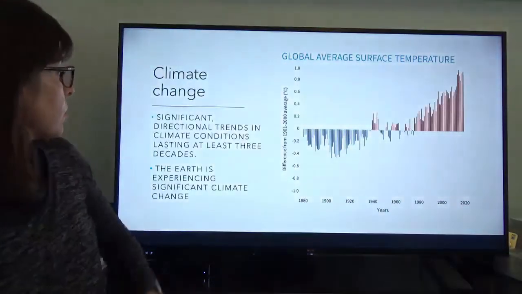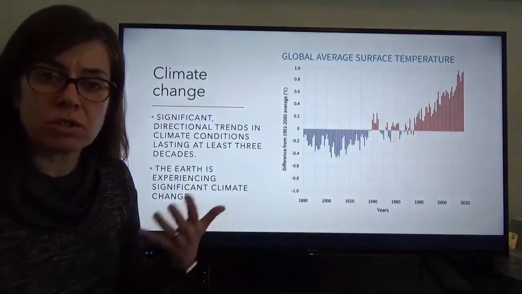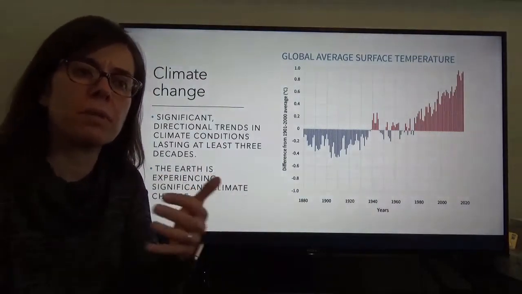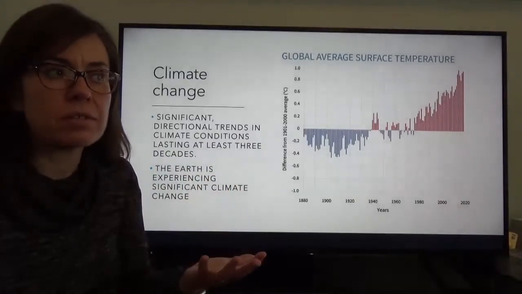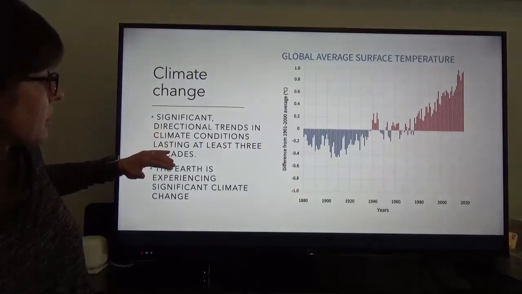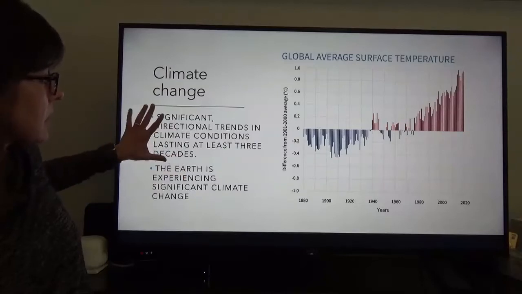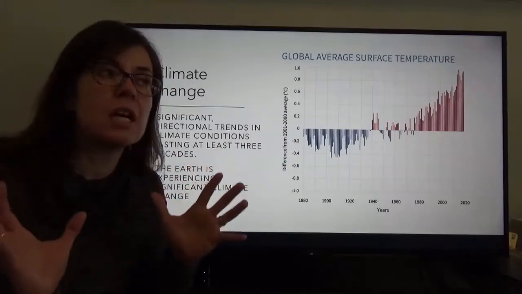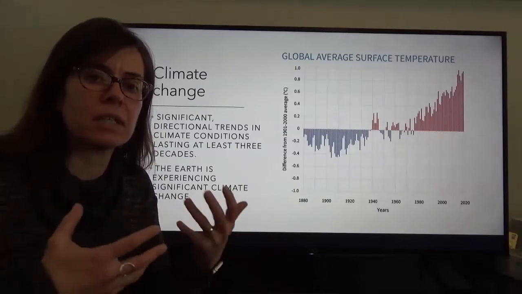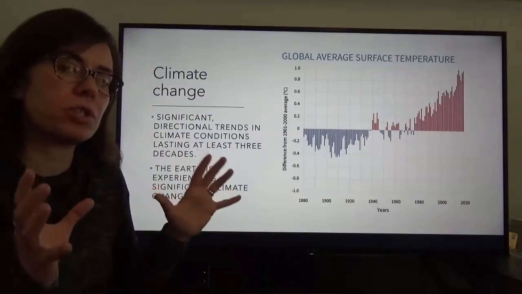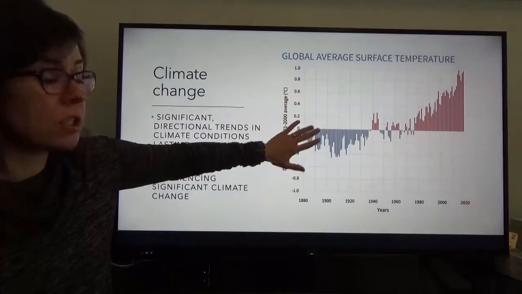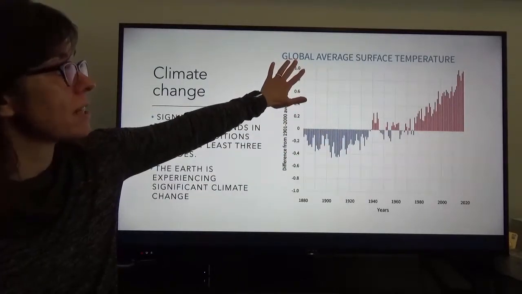Okay, so climate change. We've already talked about this a little bit during the course. It has been a thread that has woven through the course in terms of thinking about climate warming impacts on different scales. But the definition of climate change is a significant directional trend in climate conditions lasting at least 3 decades, okay? So this is the definition of climate change from your text, and we just have to recall back to our discussion of weather versus climate, these differences in the temporal and spatial scales that those two terms relate to. And so these are global average surface temperatures, for the whole planet.